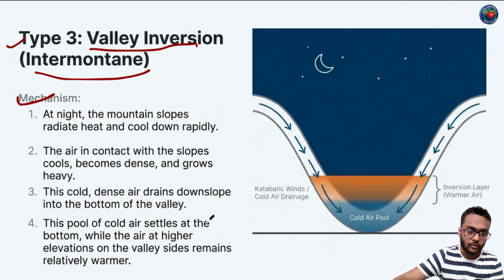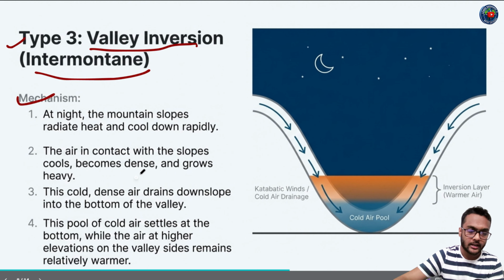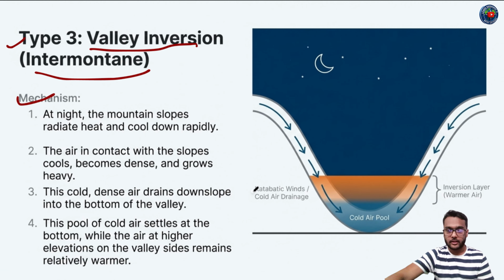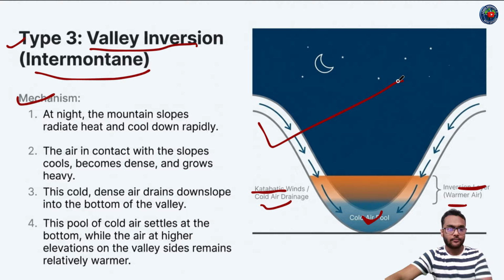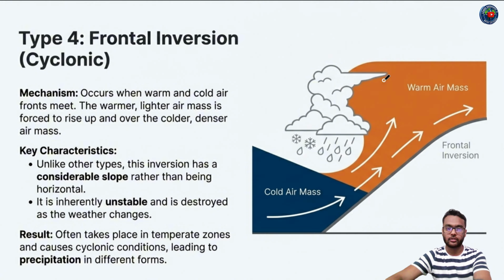This pool of cold air settles at the bottom, while the air at higher elevations on the valley sides remains relatively warmer. Okay, katabatic winds, inversion layer, warm air, cold air drainage. This is the cold air pool, and this is the diagram of valley inversion. That is happening in mountain regions and mountain slopes.